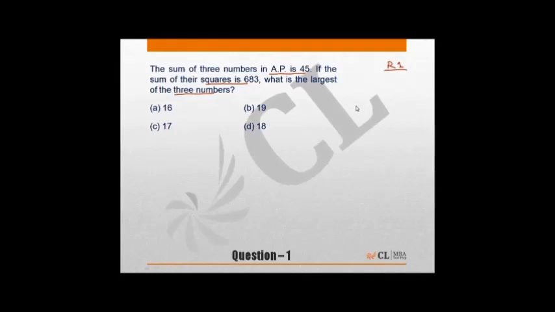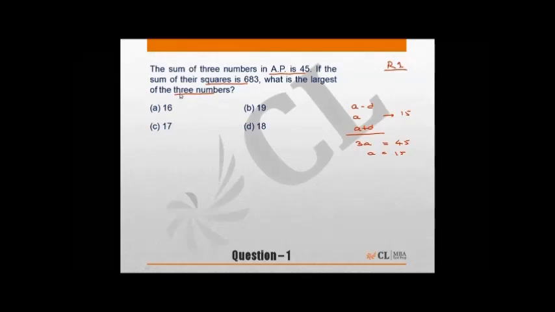These are 3 terms in AP, so we'll take the smallest to be A minus D, the middle term to be A, and the biggest to be A plus D. We do this because when we add the 3 of them, we'll get only 3A. And we have been told that the sum of 3 terms is 45. That means A is equal to 15. So the middle term has come out to be equal to 15. What is the largest of the 3 numbers?